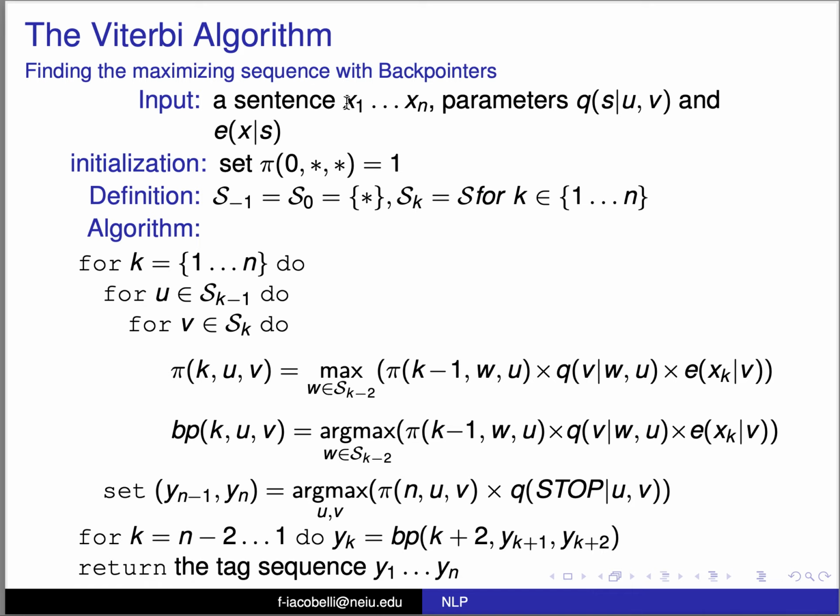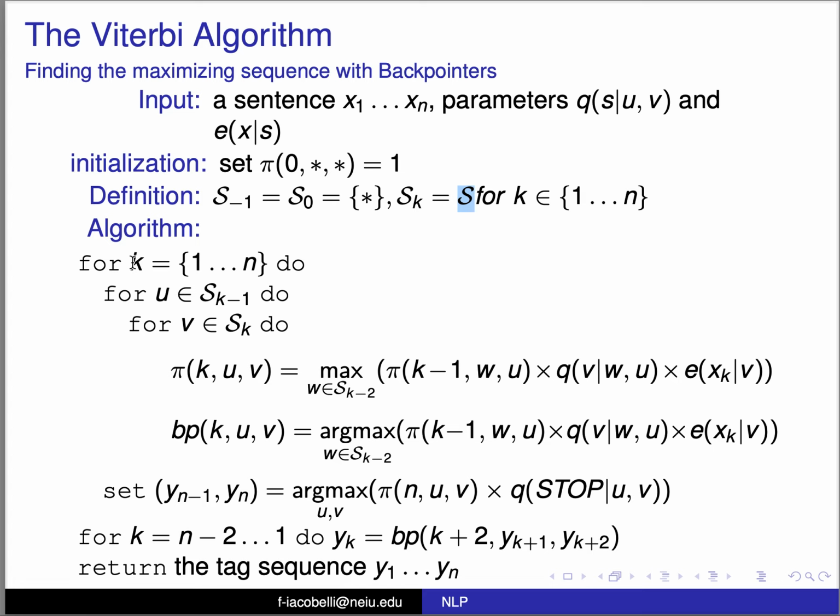Let's say the input is a sentence, x1 to xn, and all of the parameters, transitions and emissions, that you gleaned from the training corpus. You're going to start by setting the table at 0, star, star to 1. That can be a dictionary or something that associates this with the number 1. Then you're going to define the sets: star for the tag at -1 and star for the tag at 0, and for all the other words, it's just all possible tags.